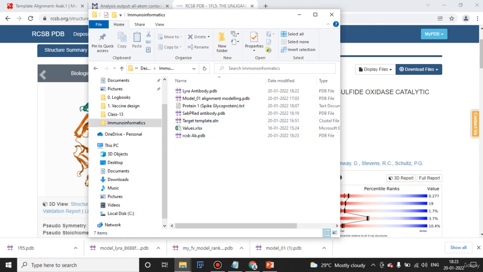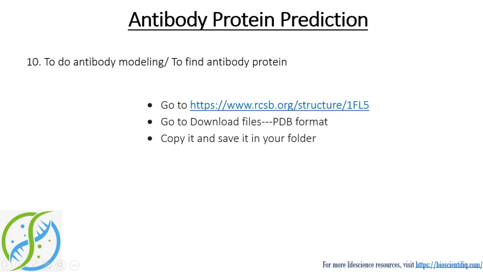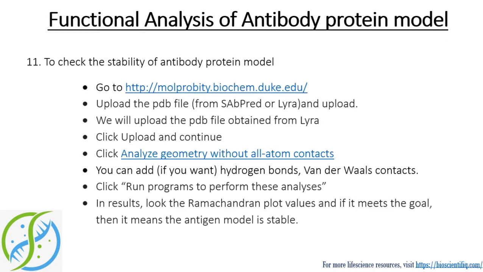So now you have done till this step, right? You now know how to take the antibody structure, how to download it from two servers, and how to retrieve an antibody protein model which is already there. So now you have your antibody protein prediction, and the next thing is to do the functional analysis of the antibody protein model.